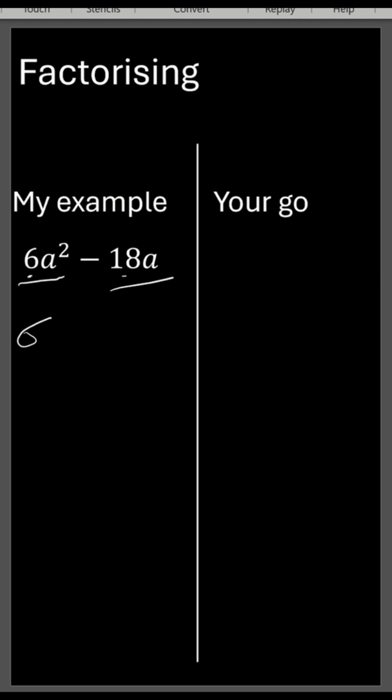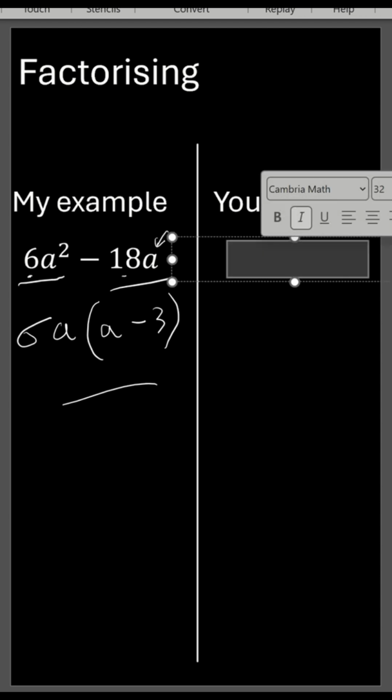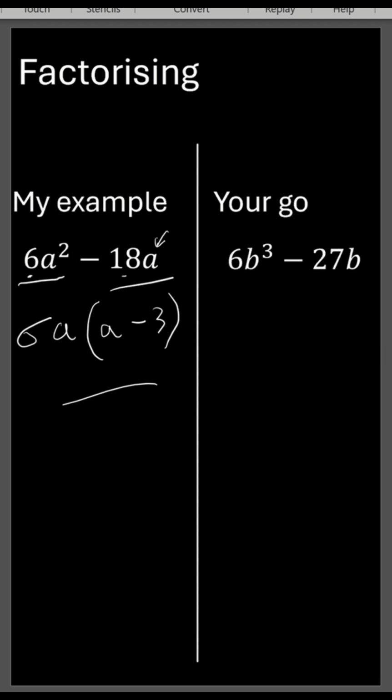So it's 6 here. And then a squared and a. Take the smallest index, lower index, which is 1 here, and put it outside. And then you divide 6a squared by 6a, you get a, and then keep the sign as it is. 18 divided by 6 is 3, a divided by a is 1, and there you go. Done. Now I want you to pause the video, and I want you to try to solve this question using the same method that we just did.